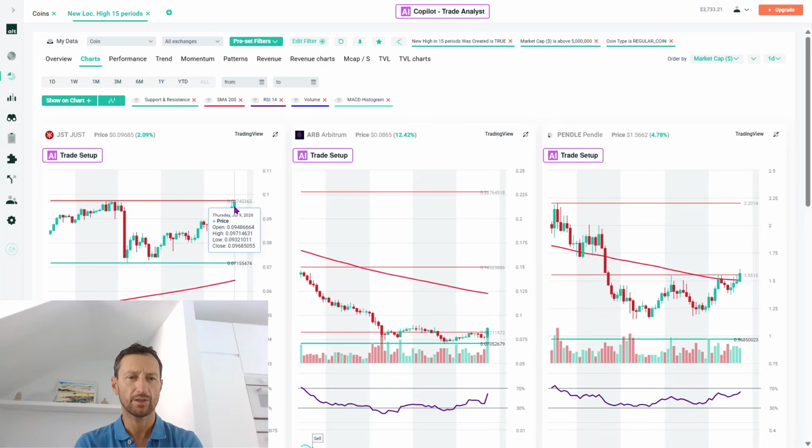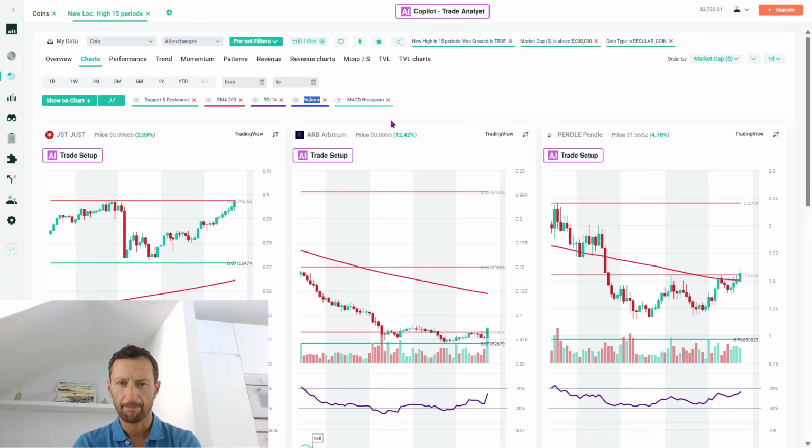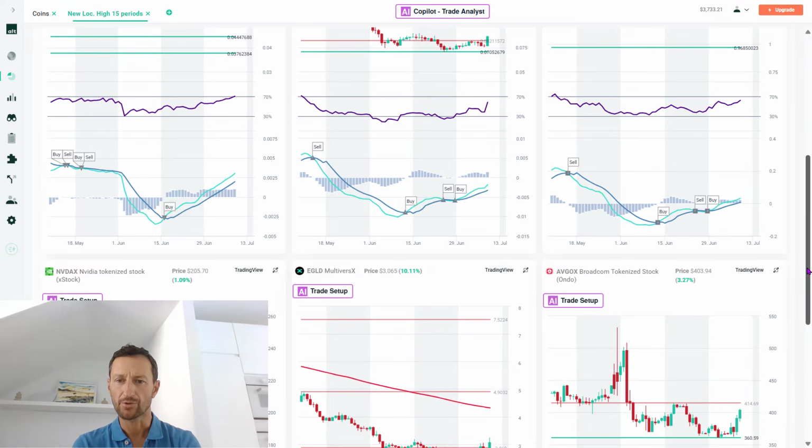Looks like it's just breaking above the resistance here, or hitting a new local high, but not quite there. Arbitrum looks like it has made a new local high here. So if we hide the volume, we can see it better. Here we go. PENDLE is the one that got my attention.